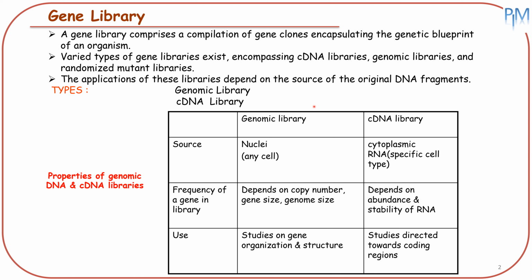The gene frequency in the genomic DNA library depends on the gene and genome size, as well as the copy number. The source material for the library is nuclei. These genomic DNA libraries are used to study gene organization and structure. Cytoplasmic RNA is the source material in case of cDNA libraries, and the frequency depends on RNA abundance and stability. The usage refers to studies that are related to the coding regions and gene expression.